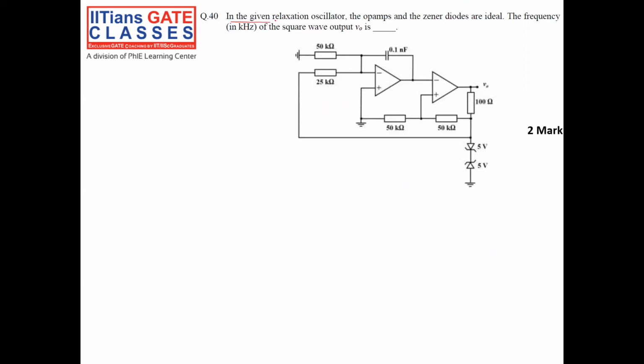In the given relaxation oscillator, right? The op-amp and zener are ideal. Okay, ideal, and find the frequency of the square wave at the output V0. So whenever you see an unknown circuit, first you put what are the things you know. Okay, in this you see the zener is ideal, right? Ideal means when I apply a voltage just greater than 5 volt, it will regulate at 5 volt.